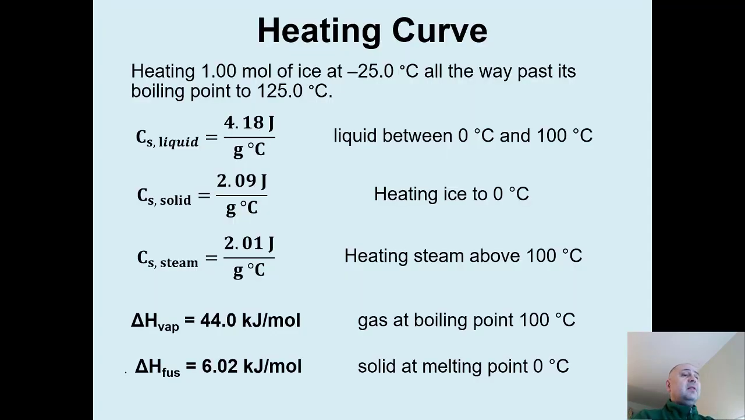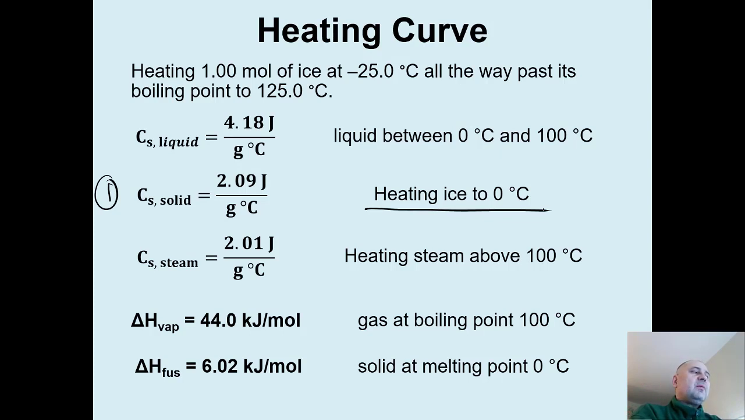Okay, so just as a summary, I will provide you with these numbers here. Those are the different constants or values that we will be using, and they're not in order here. But if you start at negative 20 degrees and you have a piece of solid or ice, you're going to be using the specific heat for a solid, which is 2.09 joules per gram per degree. That's heating ice from negative 25 to the melting point, which is 0 degrees Celsius.